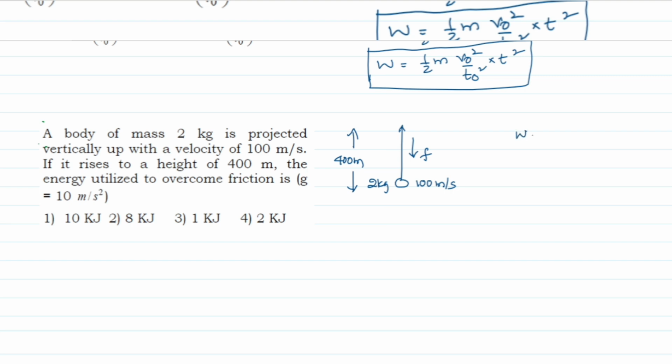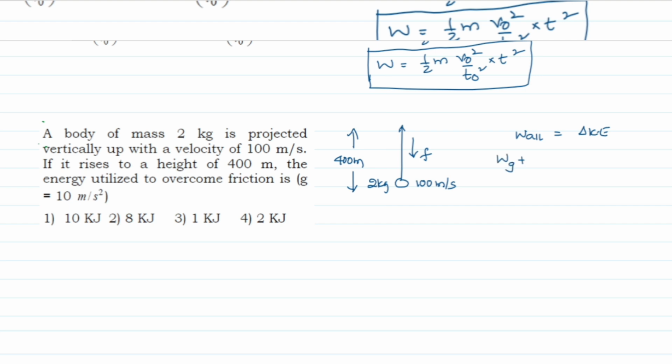According to the work energy theorem, work done by all the forces will be equal to change in kinetic energy. First you have to identify what forces are acting on the body. One force is the gravitational force, and the second force is the air resistance or air friction, which acts opposite to it. So we calculate the work done by all the forces.